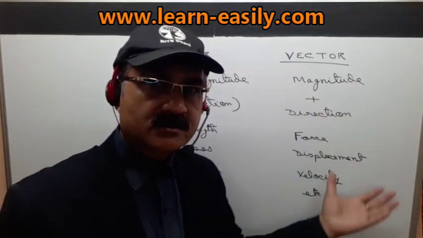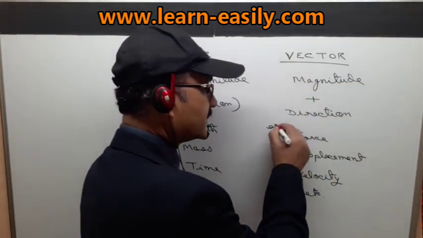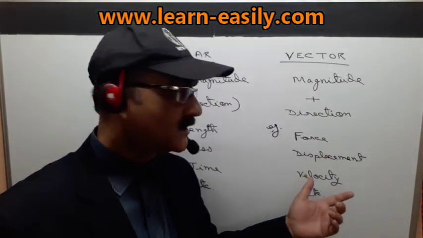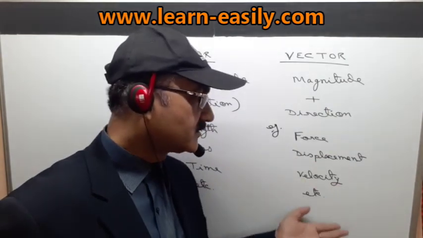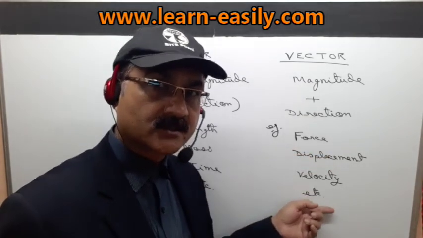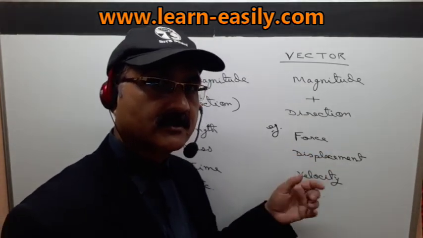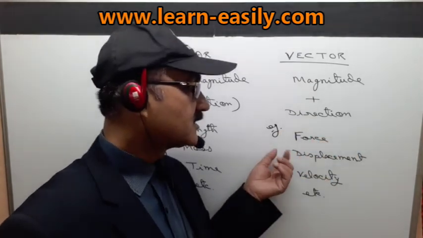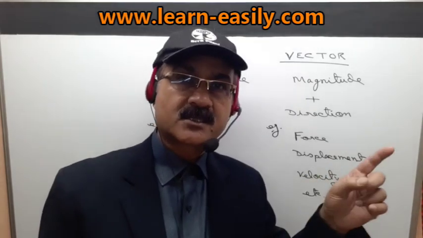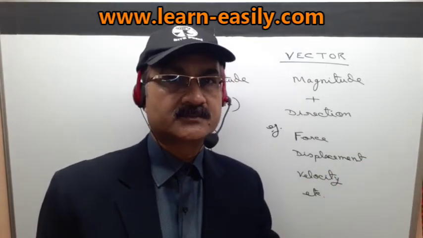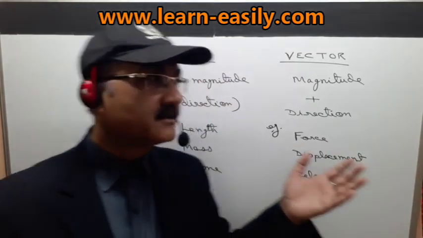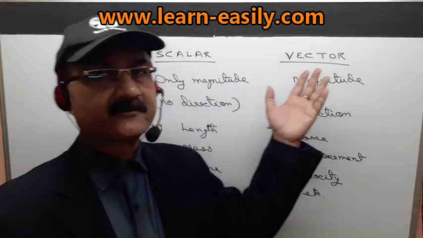And the vector quantities, examples are like this. Say force is a vector quantity. You will learn these quantities later: displacement, velocity, etc. These are all vector quantities. That means whenever you want to say something about displacement or velocity, you must remember to say both its direction and its magnitude. Clear? So this is simply the difference between scalar and vector.